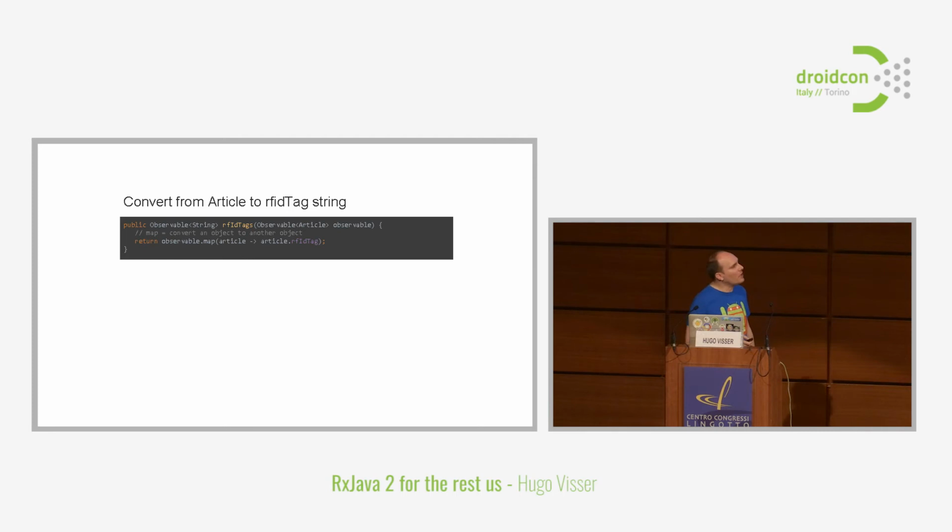And we can easily do that by mapping this object. And this is another operator. So when you apply this operator, it takes in the article, and we return the RFID tag. So we're basically mapping the article here, and we're mapping it to a string. And that's all there's to it.